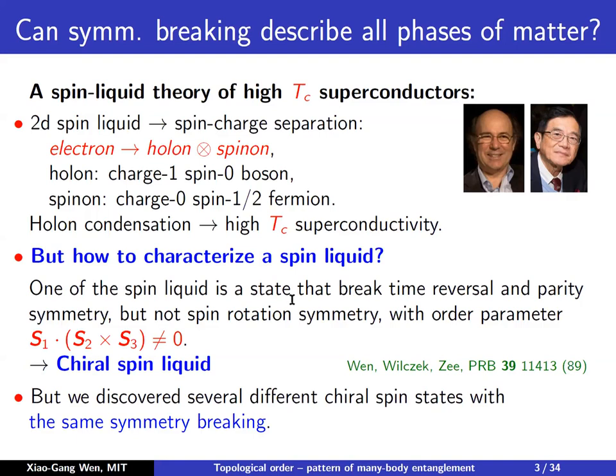However, when we study spin liquids in more detail, we find there are several different chiral spin liquids which have the same symmetry breaking, the exact same order parameter. They break the same symmetry, but they're still different. So this suggests that using symmetry breaking may have a problem. Maybe we need to look for another symmetry which is broken for those different spin liquids.